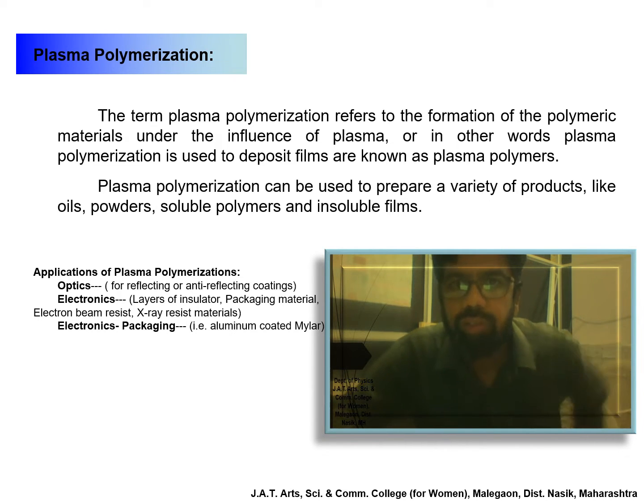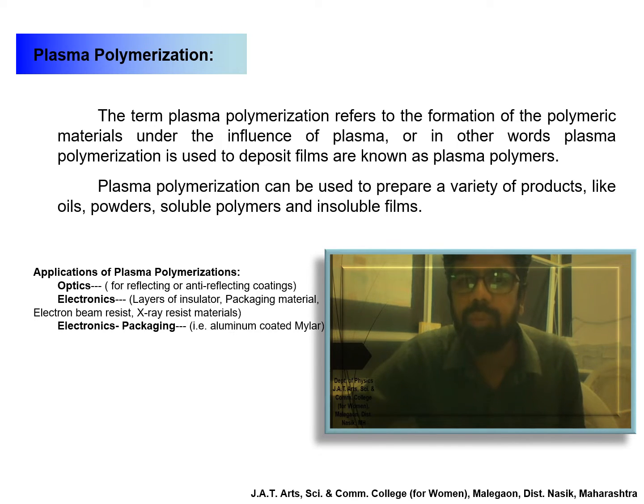Okay, let us start with the introduction to the plasma polymerization system. Plasma polymerization refers to the formation of polymeric material under the influence of plasma. In other words, the films deposited by plasma polymerization are known as plasma polymers. Plasma polymerization can be used to prepare a variety of products like oil, powder, soluble polymer and insoluble film.